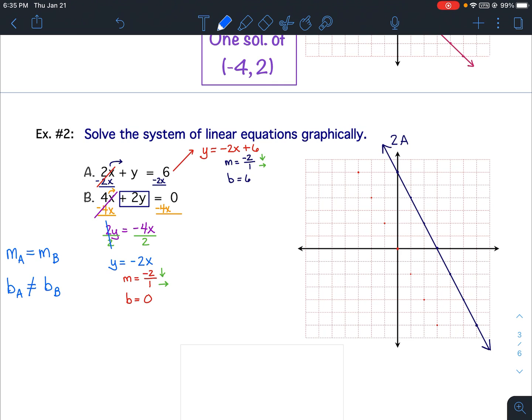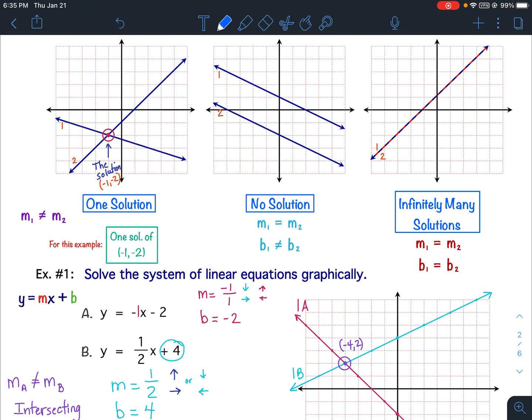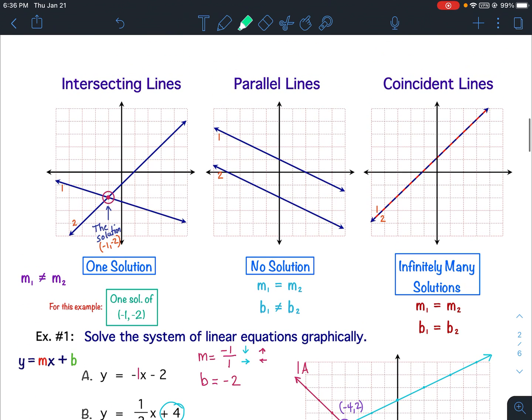So what type of lines am I going to have? Well, in the 3 types of problems, where do we have slopes that are equal but y-intercepts that are not? Here, the slopes are not equal, so it's not that one. Here, the slopes are equal and the y-intercepts are equal, so it's not that. But in the middle here, slopes are equal, y-intercepts are not equal. Therefore, it is going to be parallel lines.